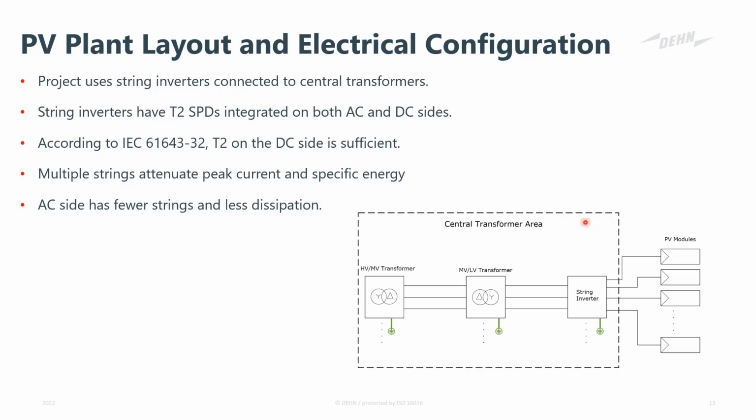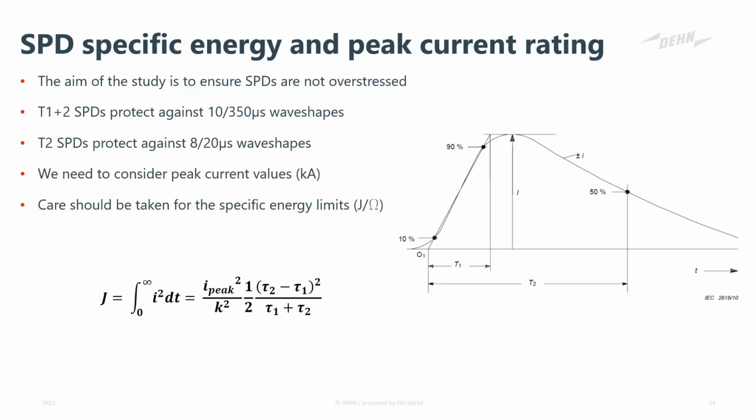So this is something that we also want to look at: whether we will see the type 2 SPDs inside the string inverter being overstressed if we change things like the earthing mesh sizes on the PV plant itself. Now, to be able to determine if SPDs will be overstressed, we firstly need to understand the difference between 10 by 350 microsecond, 8 by 20, so lightning and surge, and also what we want to look for to see if the SPD is overstressed.